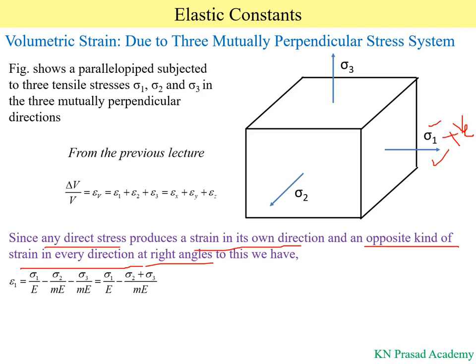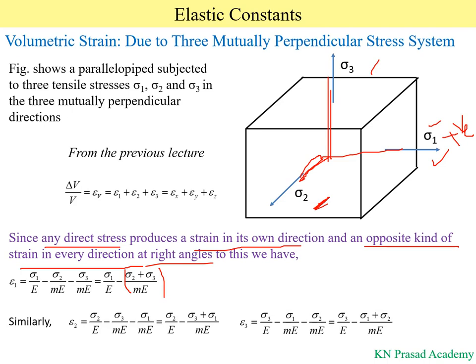Similarly, in the right angle directions, that is sigma 2 and sigma 3, the opposite kind of strain is produced, which means contraction takes place. So that's why we have to consider the minus symbol in the remaining two directions. That contraction value is minus sigma 2 by mE, similarly sigma 3 by mE. So this equation becomes epsilon 1 equals sigma 1 by E minus of sigma 2 plus sigma 3 divided by mE.